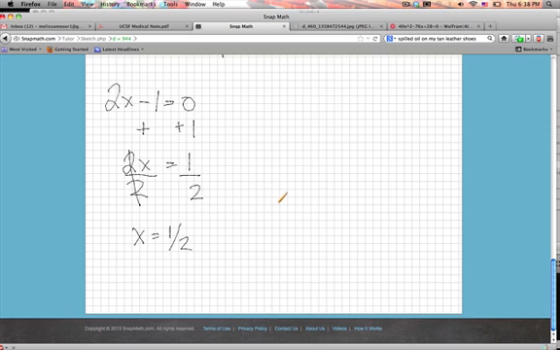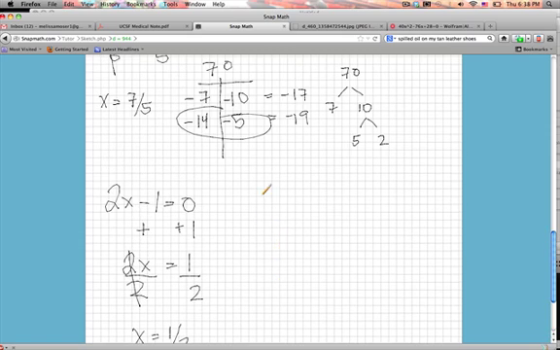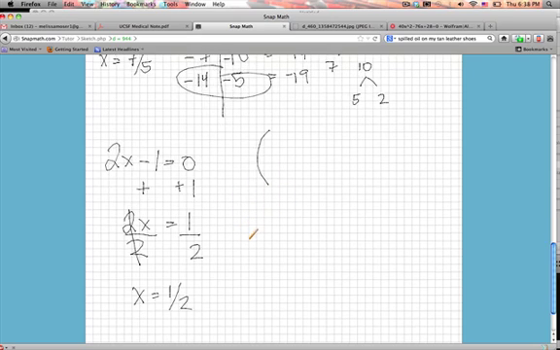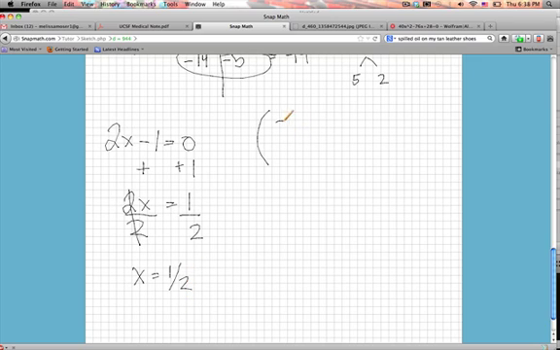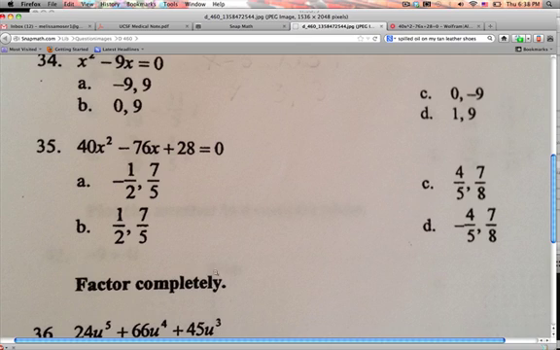So it looks like we have two solutions to this equation. The first one, x equals 7/5, and the next one, x equals 1/2. Let's go ahead and take a look at your solutions. And it looks like 1/2 and 7/5 are indeed possible answers. So B would be the correct answer in this case.